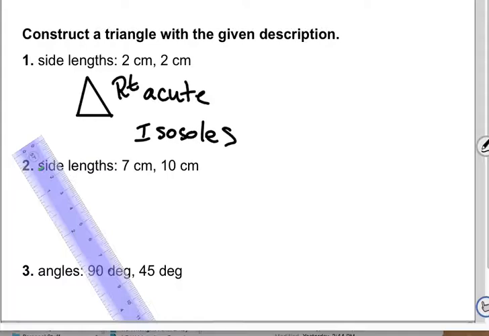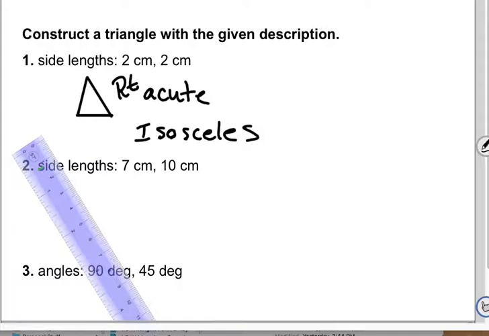Is it spelled I-S-O-S-L-E-S? I'm not sure that's spelled right. Okay. Where's the C? After the second S. I knew that wasn't right. Spell it. I-S-O-S-C-E-L-E-S. There we go. Isosceles. We've got 3 different names for it, but they're all talking about the same triangle.